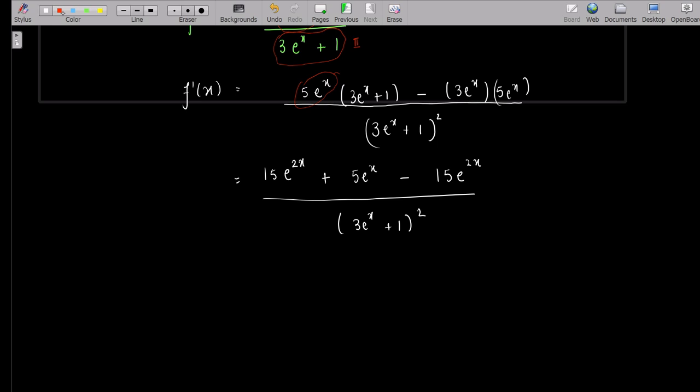Okay, and then you see that this term and last term will get cancelled, they are same. This minus this becomes 0, and then your final answer will be 5 e raised to x over 3 e raised to x plus 1 whole square.